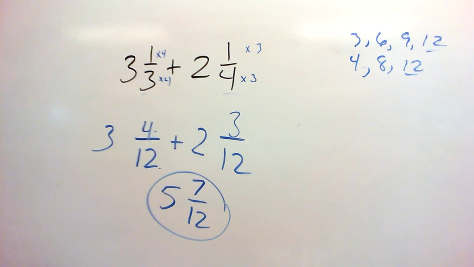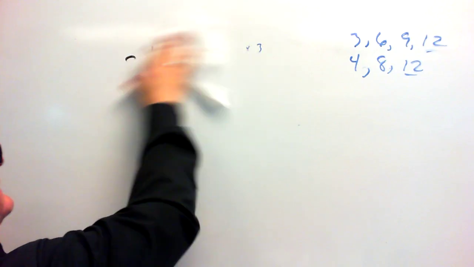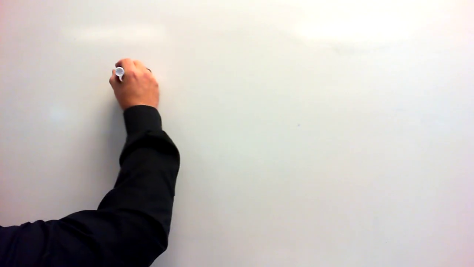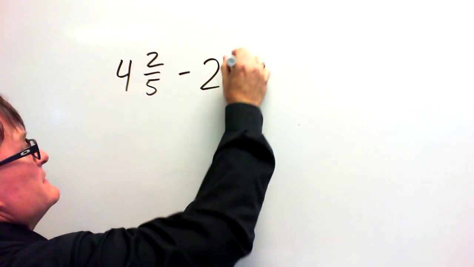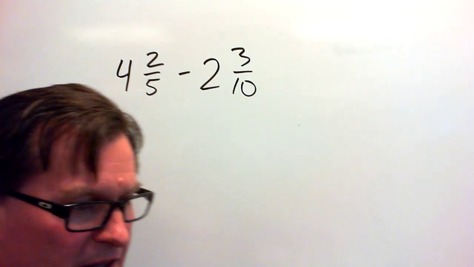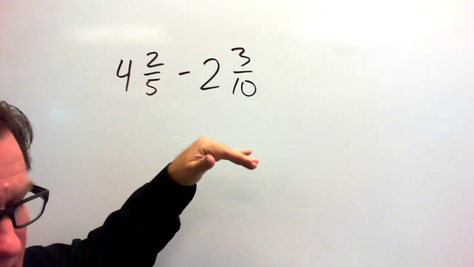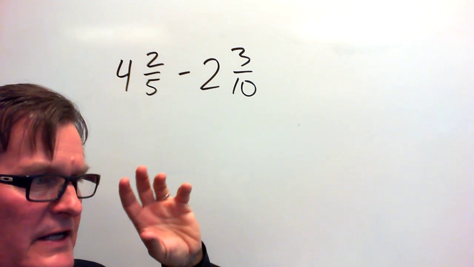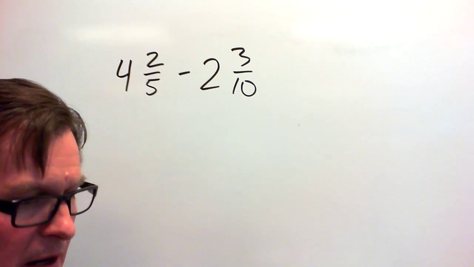Now let's take a look at a subtraction problem, which procedurally, the only difference is you're subtracting the top numbers of the fraction at the end and subtracting the whole numbers. Other than that, the procedure will be identical. So we're going to take the mixed numbers 4 and 2/5 minus 2 and 3/10. A mixed number is still a fraction, by the way. It's just a form of a fraction that is easier to communicate. When we're trying to communicate a value, a mixed number is easier than the alternate form, which is an improper fraction.